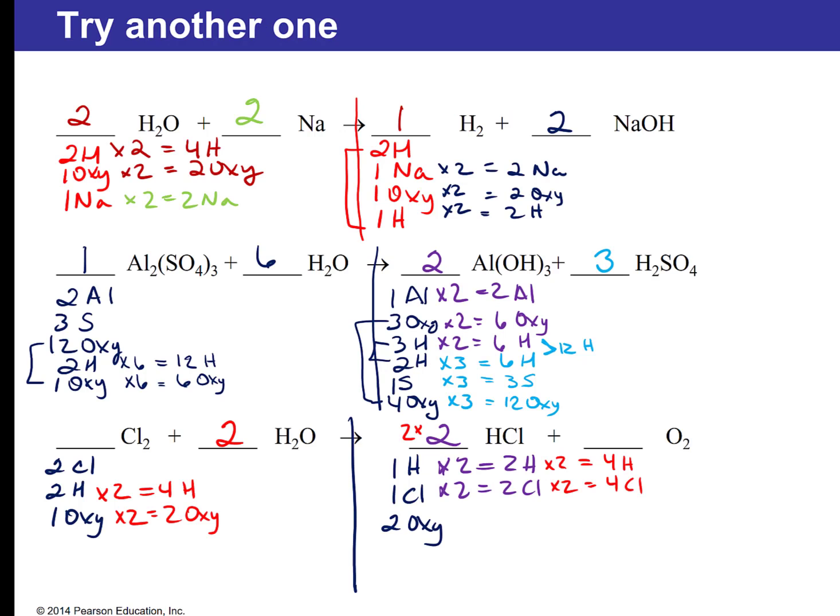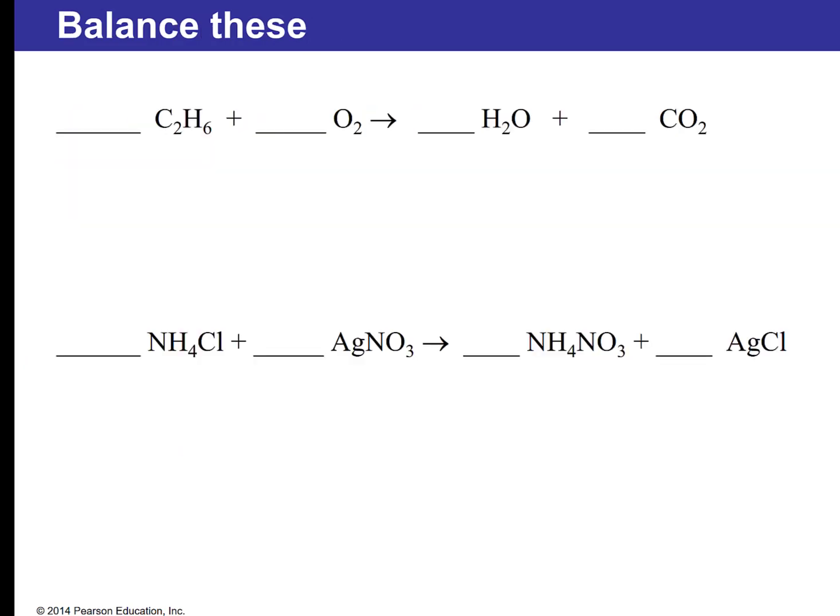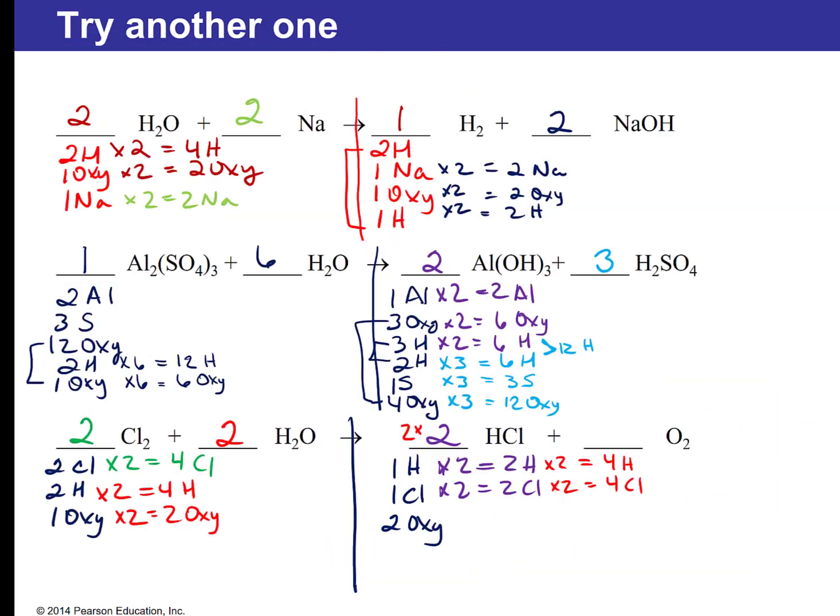So I fixed my hydrogens, my oxygens are good. The only thing I have to do is fix the chlorines now, right? Okay, so which side do I have to change? The reactant side on the left. On the left I have 2 chlorines, and on the right I have a total of 4. So I'm going to change the left. I'd have to have 2 chlorines times 2 gives me 4 chlorines. That's a good thing because that means I am balanced. So 4 chlorines on both sides, 4 hydrogens on both sides, 2 oxygens on both sides.